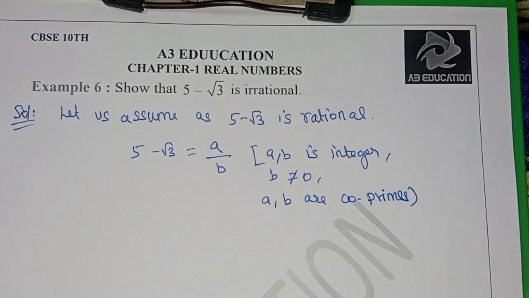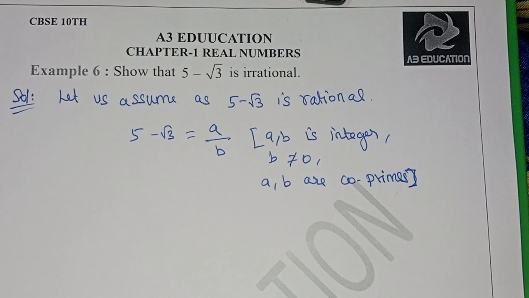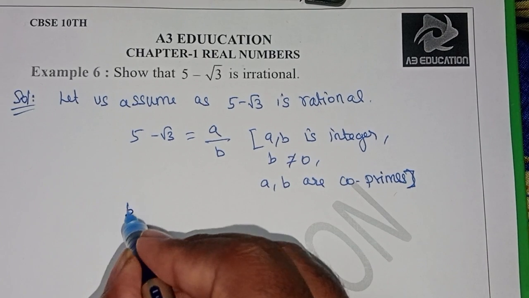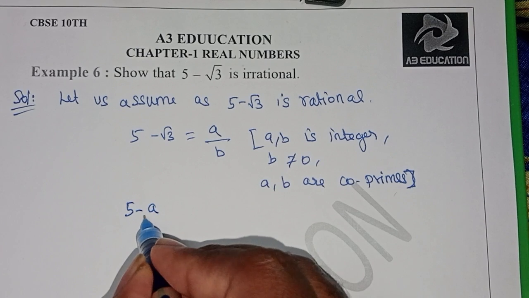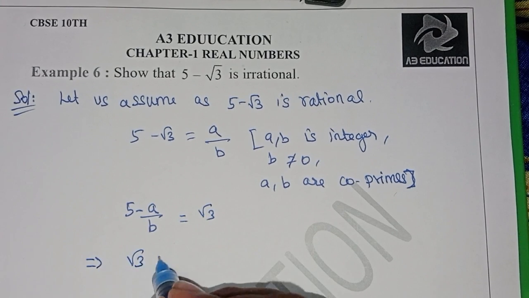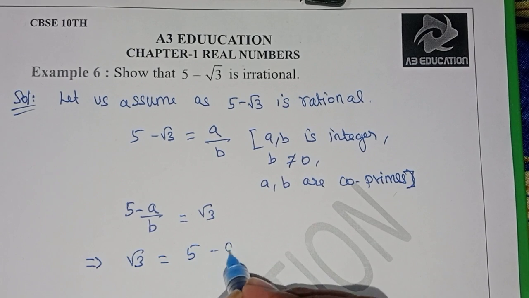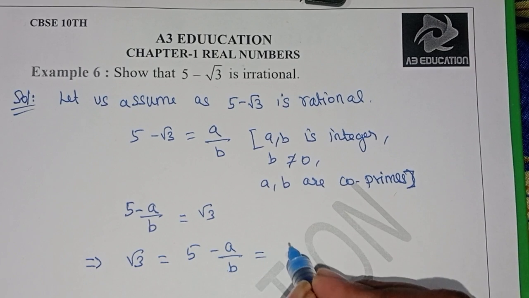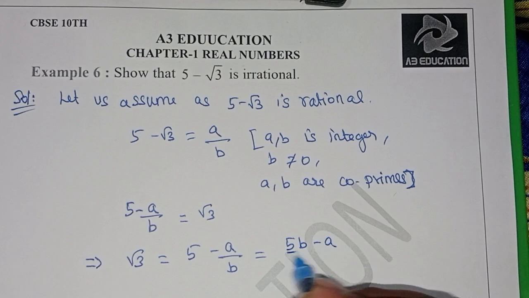It is a very important step. It should be written in a sentence or like this. Next step, we will be taking root 3 to this side. 5 minus a by b is equal to root 3, which gives root 3 is equal to 5 minus a by b, which is 5b minus a divided by b.